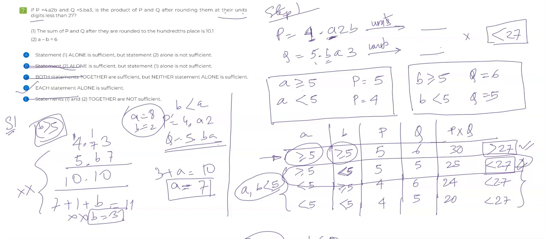Some of you who do not do this pre-analysis might end up marking the answer as C. Some of you may think, okay, there are two variables A and B, and there are two statements which will help me get the values of A and B. So that could be one reason for some of you to mark the answer as C. Some of you may even mark the answer as B.